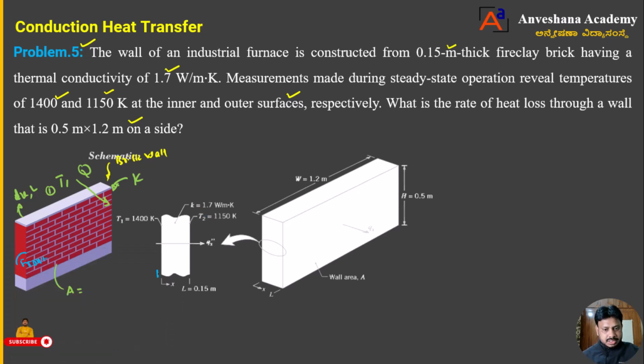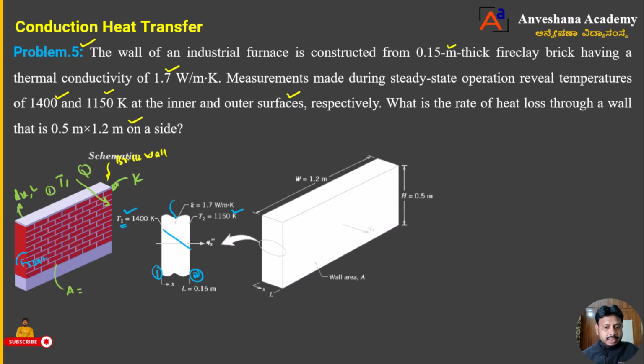Heat is going to transfer from this end to this end, or from this space to this space, we can say. This is the high temperature region, or inner surface. The temperature at the inner surface is 1400 Kelvin, which I will mark here as T1. Generally, for the high temperature region, I take it as T1. Then heat is going to transfer in this fashion, and that is T2.